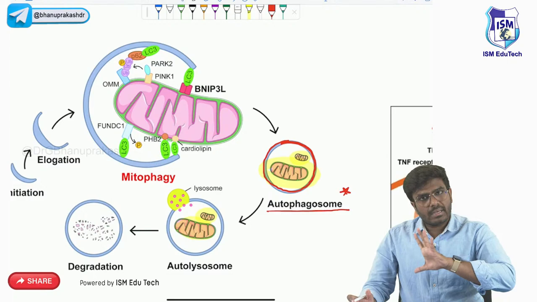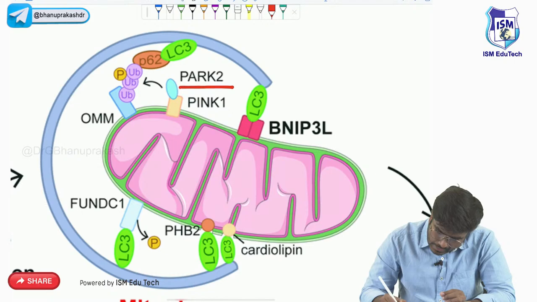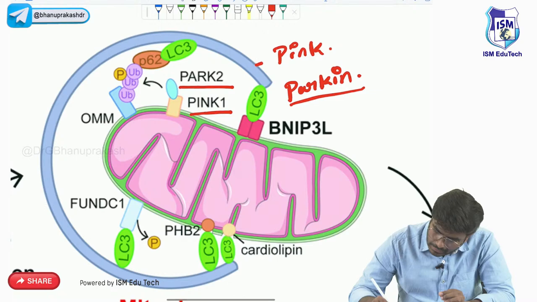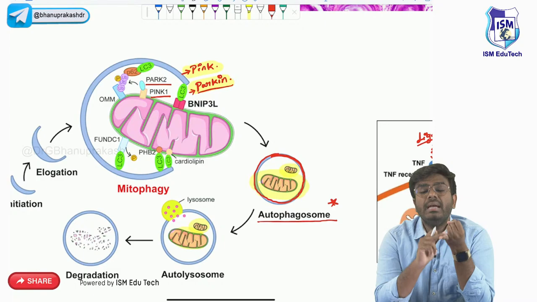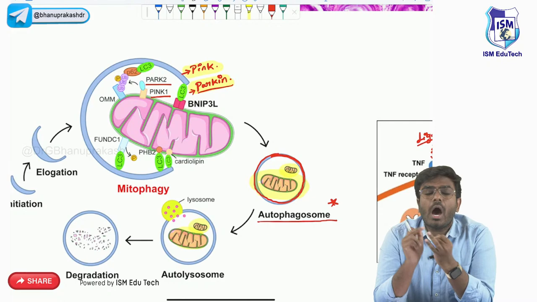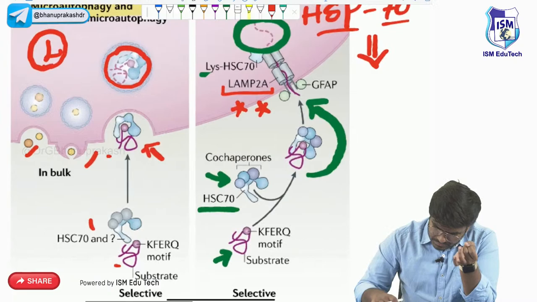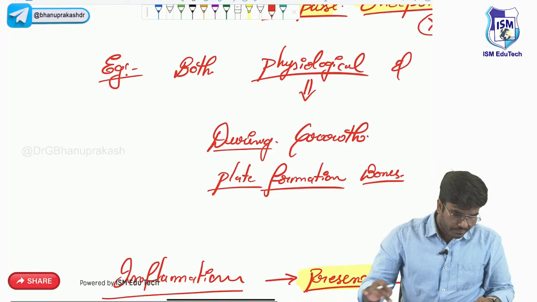Now, what else will be asked in your exam? PINK and Parkin. PINK and Parkin molecules are involved in which type of autophagy? Very important, especially if you are giving PG exams. PINK and Parkin are involved in mitophagy. Autophagosome is present in which type of autophagy? Macroautophagy as well as mitophagy. And LAMP2A is involved in chaperone mediated autophagy. Guys, is it clear? I hope you can understand.